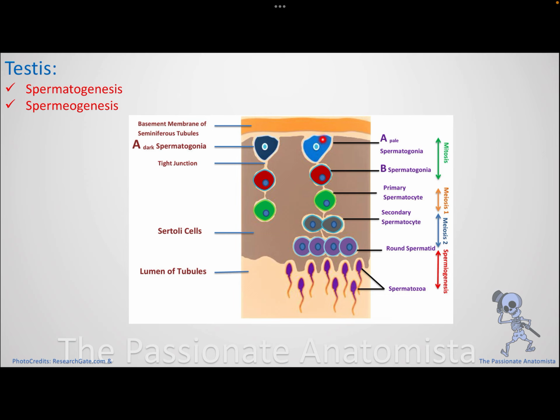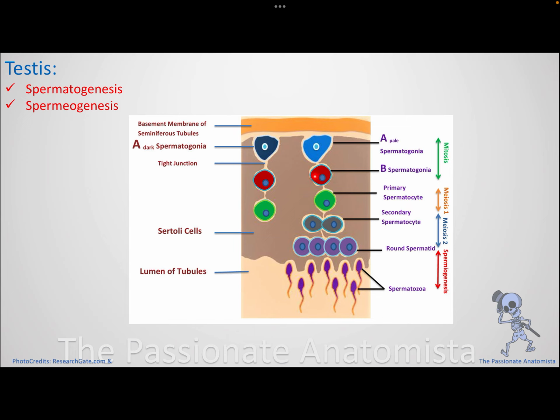So spermatogonia A is going to give you A and B. A will sit back to undergo the same process again and again, and the other one will give you B, and B is going to continue the process.